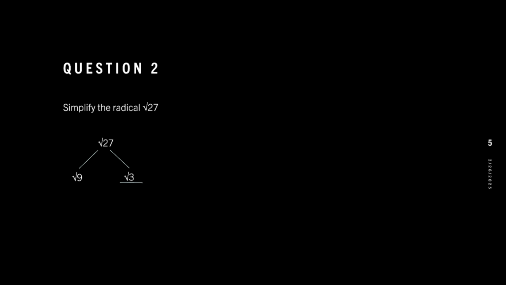Now that square root of 9, we can simplify it. When you do that, you're going to get 3. Now, what you do is multiply these two numbers. So you just do 3 times radical 3. Like I mentioned in the first question, it's just going to be 3 radical 3. So your answer is going to be 3 square root of 3.